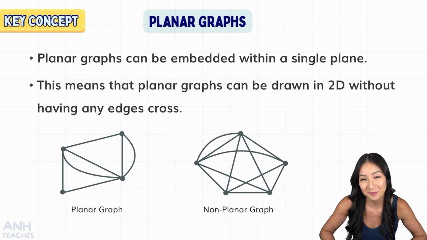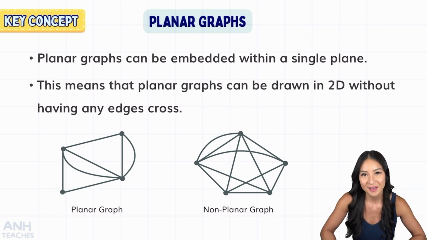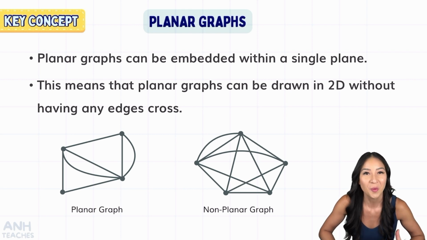Okay, you know the drill. We're going to start by understanding what a planar graph is. So a planar graph is one that can be embedded in a single plane. What that actually means is that it can be drawn in 2D without any edges crossing.